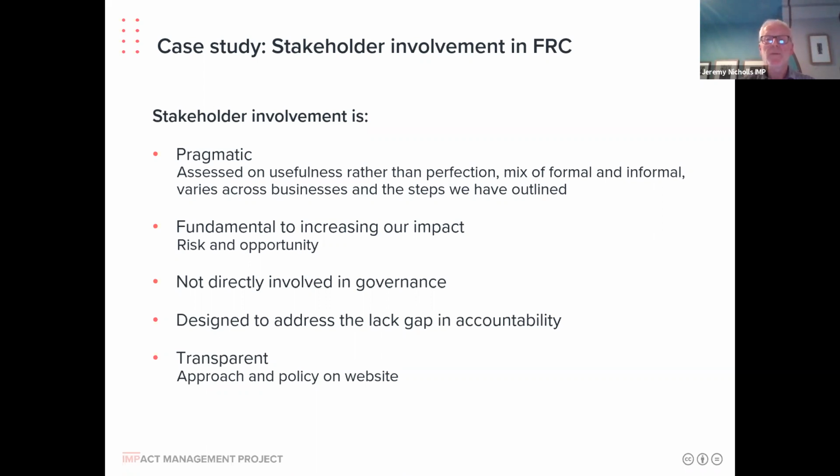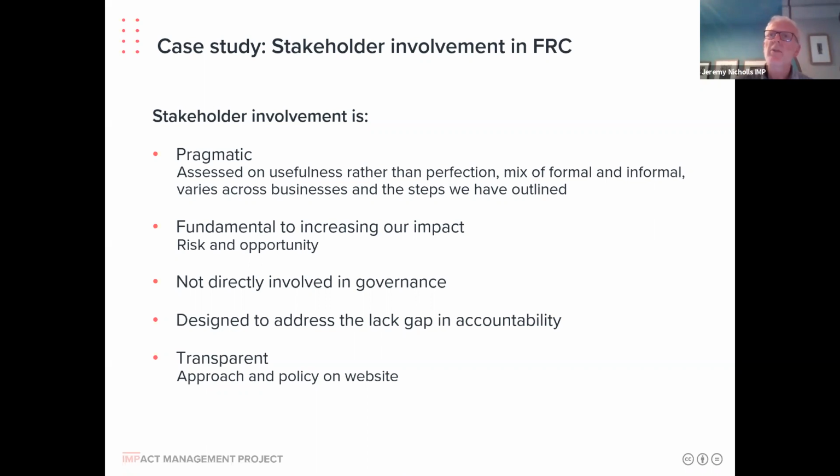Some of it is quite formal and structured. Some of it is pretty informal. Across the different business lines, it varies, and the different steps that we outlined, it varies, but there's something in there. We do think it is fundamental. It is part of helping us identify both risks and opportunities in what we do, and has driven some of those changes that we're going to come back to.